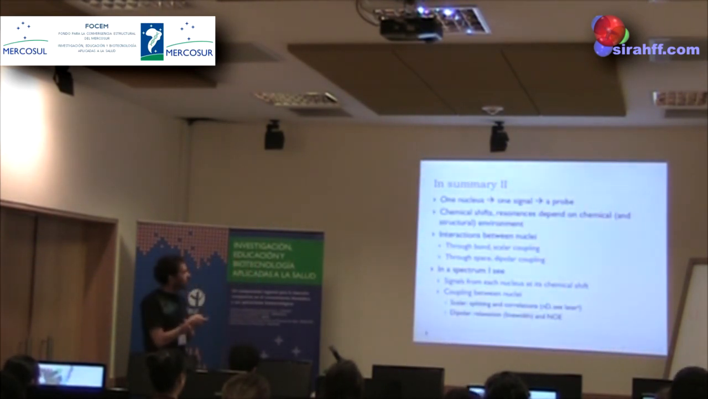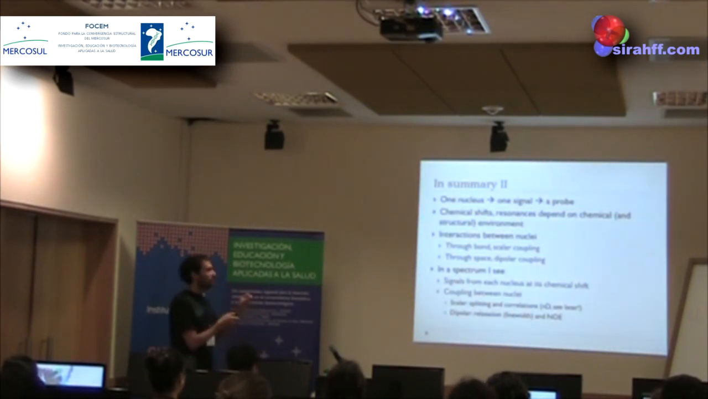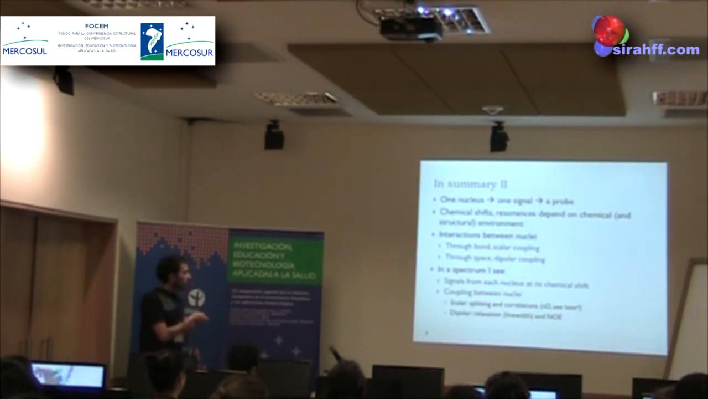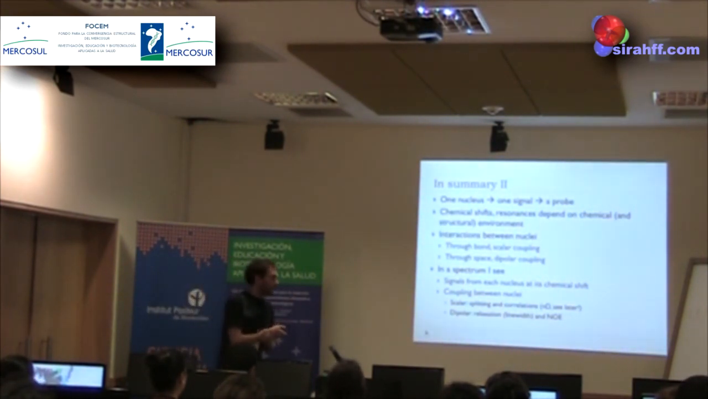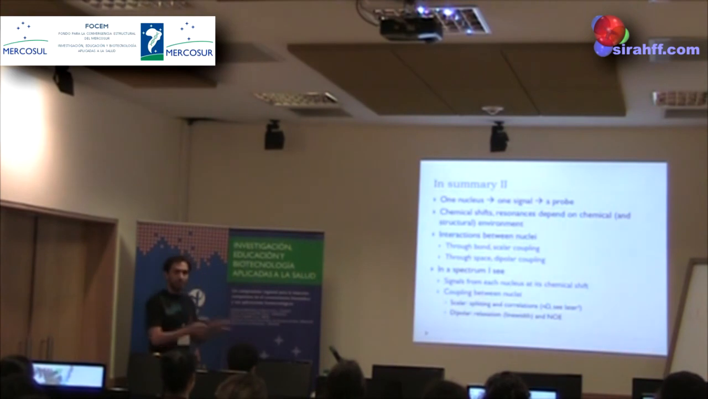So, to summarize this second part, the big strength of NMR is that for each nucleus we have one signal, and that means we have a probe for the environment of what's going on around this nucleus. We measure the resonance position of each nucleus by its chemical shift, which depends on the chemical and structural environment. We have interaction between nuclei through bond and through space, scalar and dipolar interaction. And in a spectrum, what I see are signals from each nucleus at different chemical shifts and coupling between nuclei. So we see splitting and correlation. We have scalar coupled nuclei, and we will see what difference in the NOE when two nuclei are dipolar coupled. So far so good.